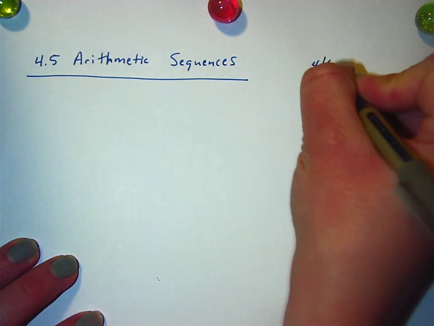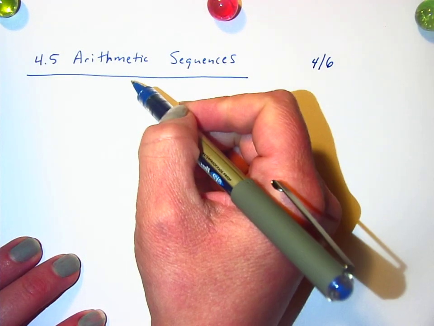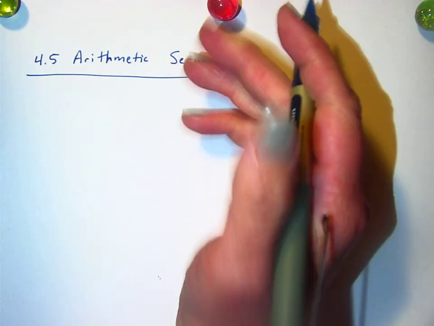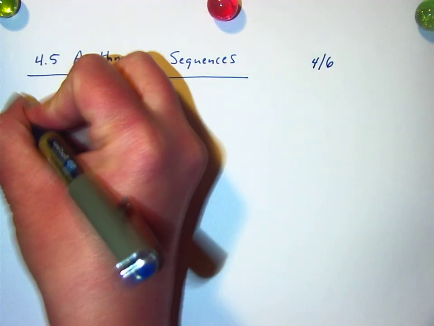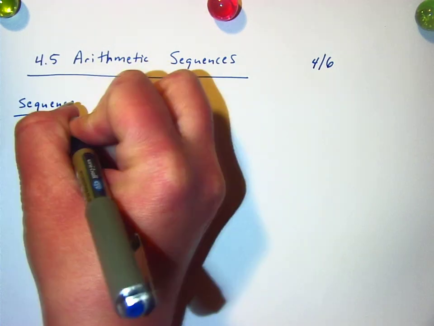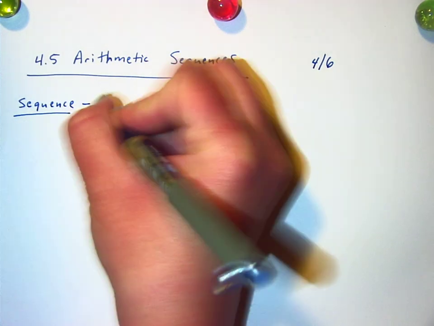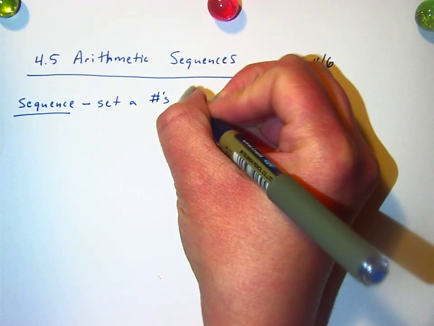Today is 4-6. Okay. Now I know this looks like arithmetic, but it's actually pronounced arithmetic sequences. Not that you're going to be pronouncing it out loud to a whole bunch of people. So first, let's talk about what a sequence is. A sequence is a set of numbers that has a pattern.